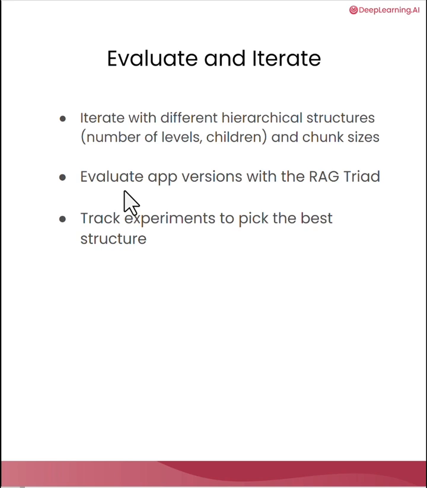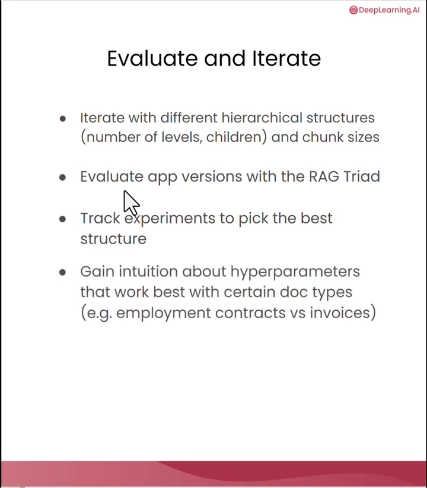One thing to notice is that not only are you getting the metrics associated with the RAG triad as part of the evaluation, but the drill down into the record level can help you gain intuition about hyperparameters that work best with certain doc types. For example, depending on the nature of the document, such as employment contracts versus invoices, you might find that different chunk sizes and hierarchical structures work best.